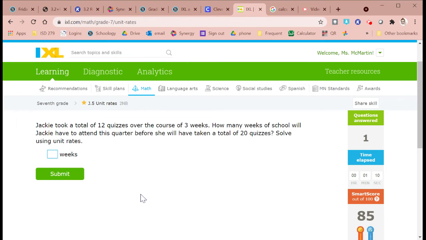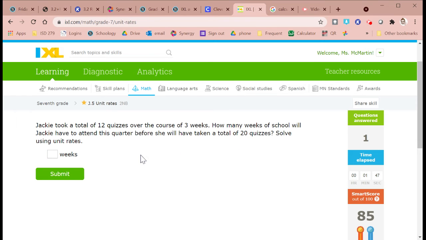So Jackie took a total of 12 quizzes over the course of 3 weeks. So she took 12 quizzes in 3 weeks. How many weeks of school will Jackie have to attend this quarter before she will have taken a total of 20 quizzes? Solve using unit rates. So she took 12 quizzes over the course of 3 weeks. So that means she took 4 quizzes per week. So if she took 4 quizzes per week, we need to figure out how many weeks it's going to take to get to 20 quizzes.